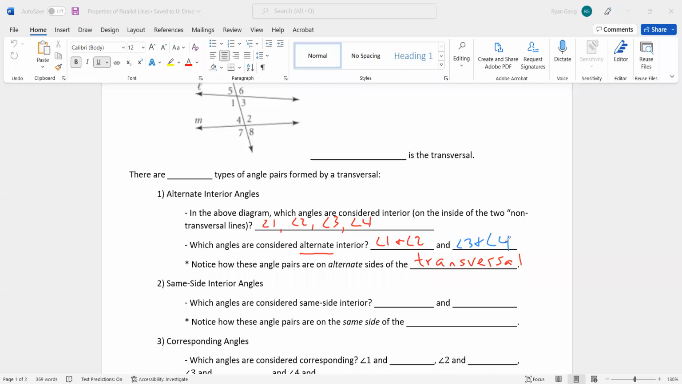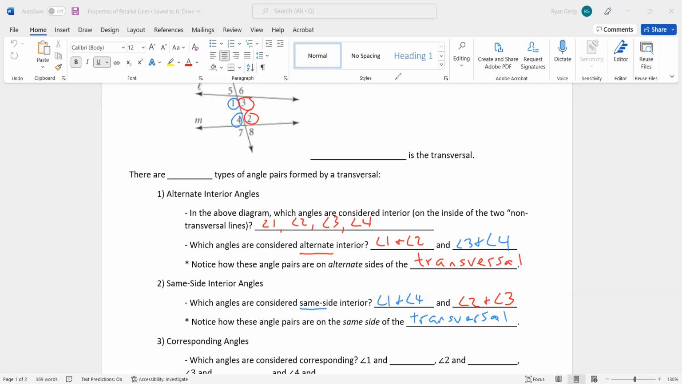Moving on. Same side interior angles. Now we're still talking about the interior angles, so 1, 2, 3, and 4. Same side is talking about the same side of the transversal again. You probably can figure this out from here, but on the same side of the transversal would be 1 and 4. Being able to identify these angle pairs is huge. 2 and 3 are also same side interior angles.